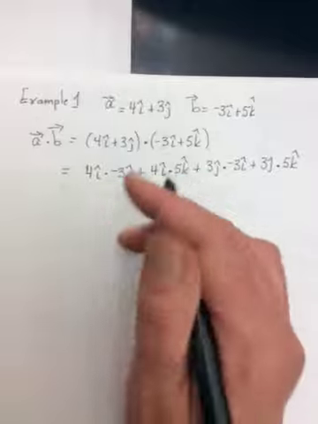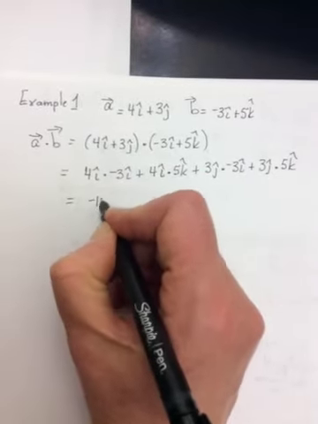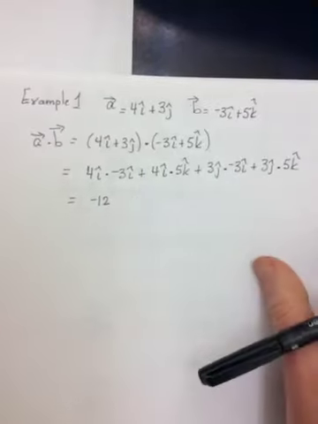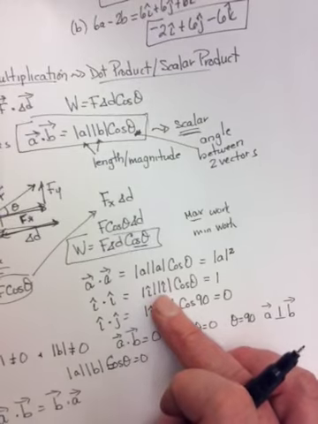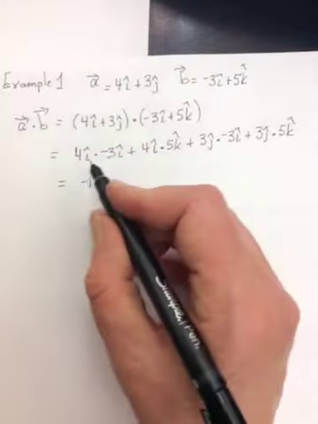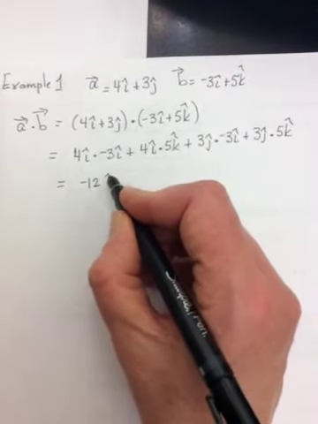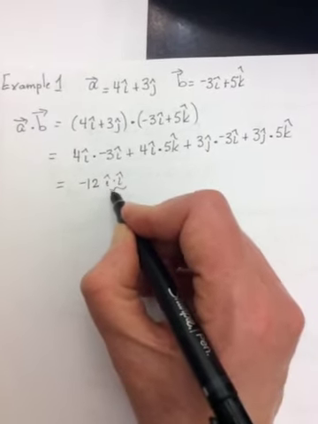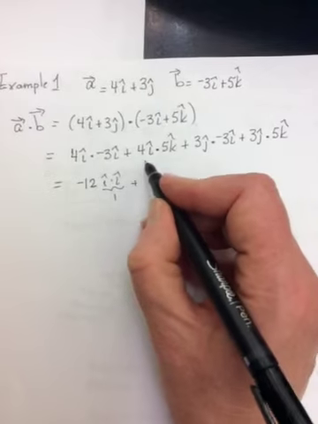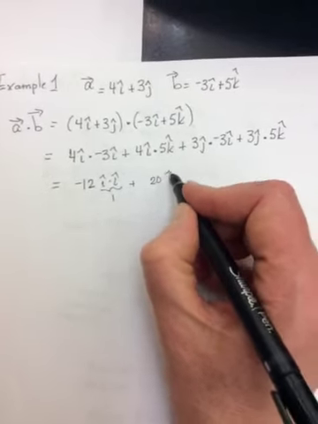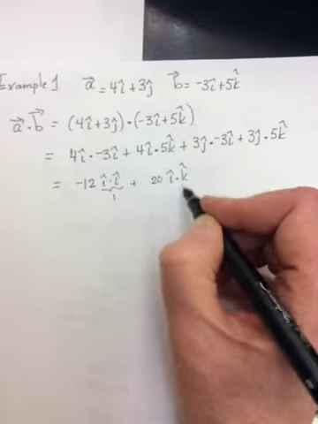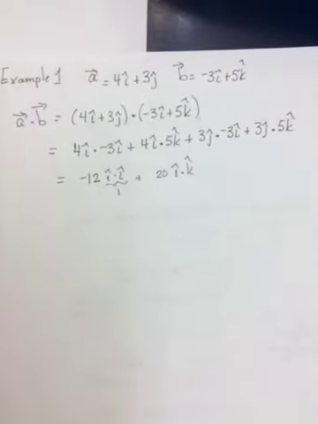So 4 times negative 3 is negative 12, and i times i, if you remember, i dot i is just 1, 1 times the cos of 0, which is 1. So this just becomes negative 12 because this i dot i is 1. The next term, 4 times 5 is 20, but look what happens. Now you have an i dot k. What's true about i dot k?